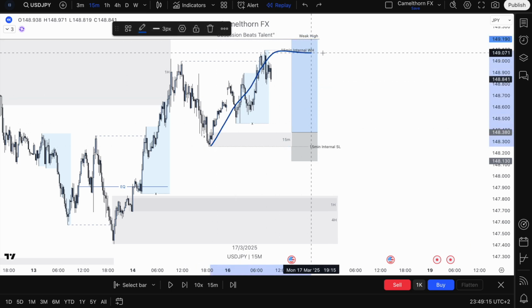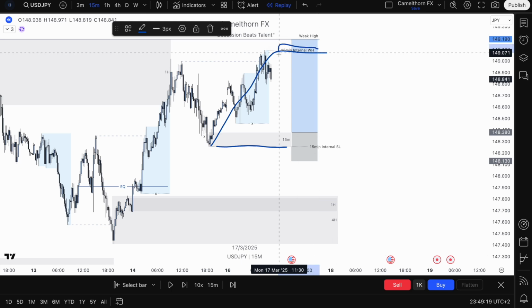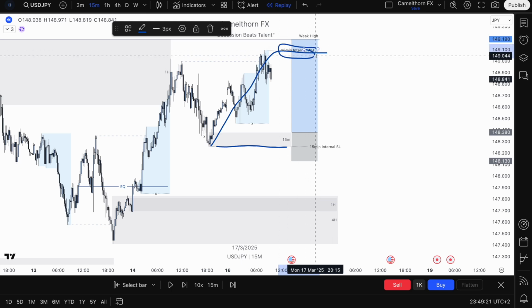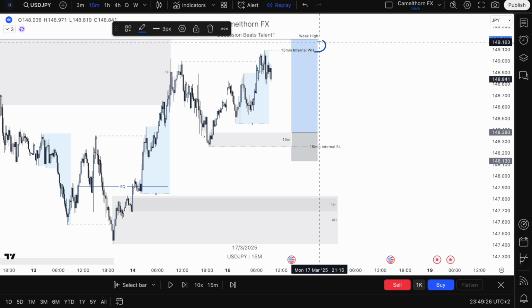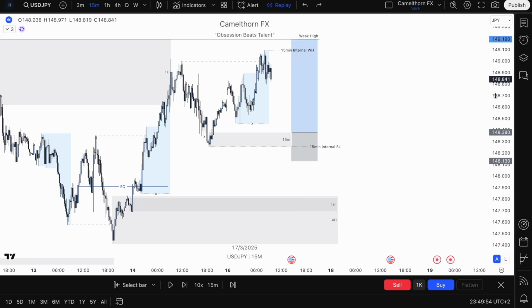Now, in terms of the 15-minute internal range itself, your actual TP target would be the 15-minute internal week high. But because of its proximity to the external week high, I decided to just place my full TP target at that point there. And once my buy limit order was set here, it was simply a case of waiting to see whether or not I would get triggered into a trade.